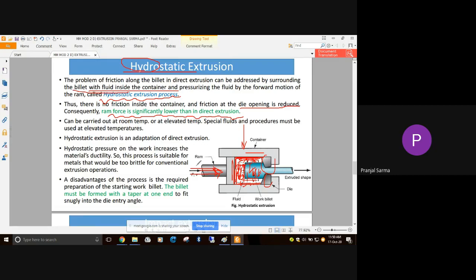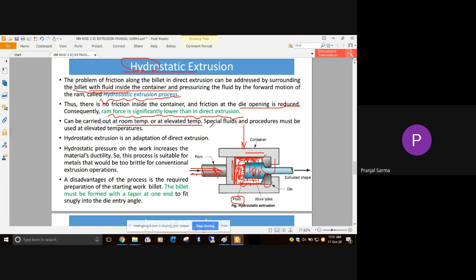Now, this particular process can be carried out at room temperature, or maybe at some elevated temperature, depending on whatever fluid we are using. It should not decompose at that particular temperature, and there should not be any other harmful effect with respect to this fluid at that temperature. So based on the capability of the fluid, we can go for room temperature or elevated temperature.